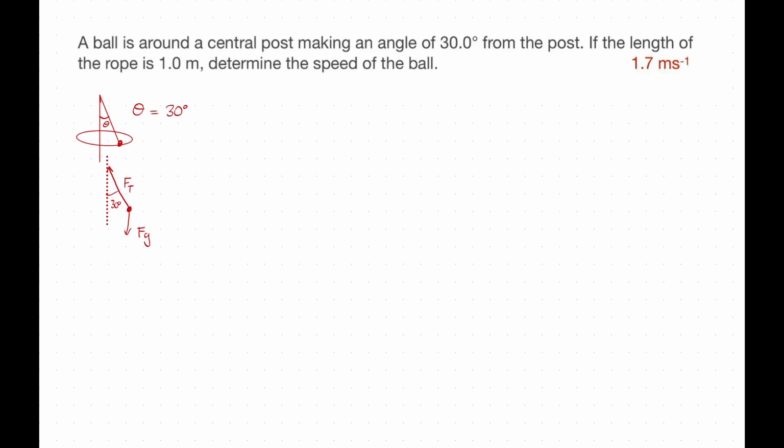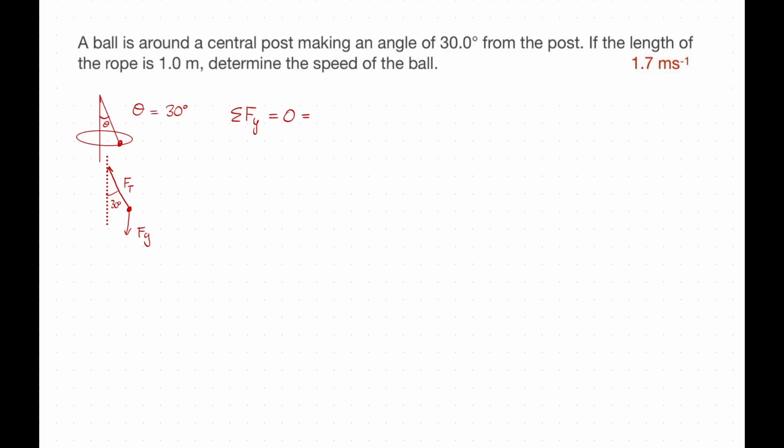The ball is traveling around in a horizontal circle, so that means the sum of the forces in the y is going to be equal to 0. Very good. So our sum of the forces in the y is going to be equal to 0. We have two forces acting in the y. We have a gravitational force pulling it down and a tension force pulling it up. But the tension force is not all of that. There is a vertical component as well as a horizontal component.